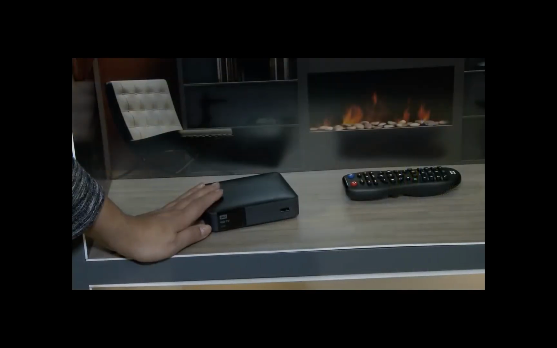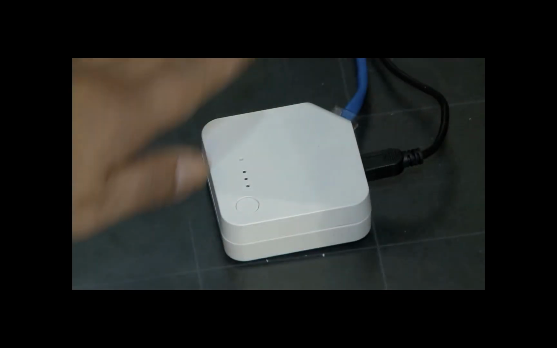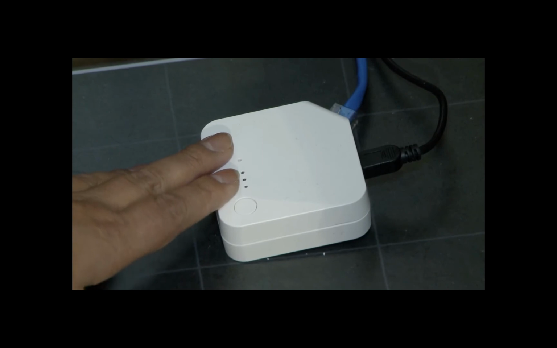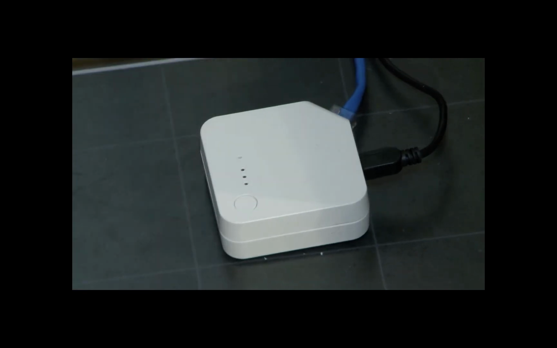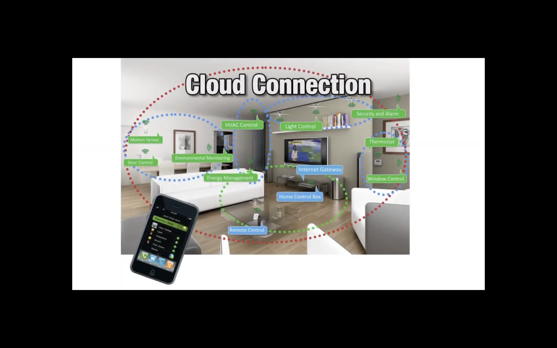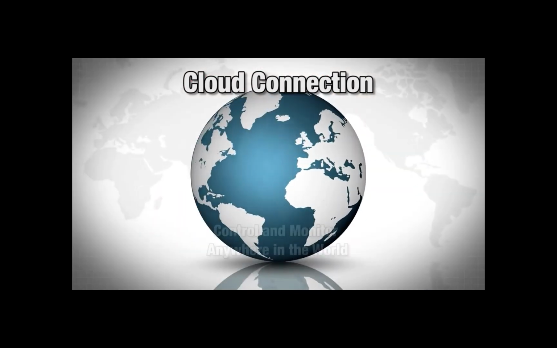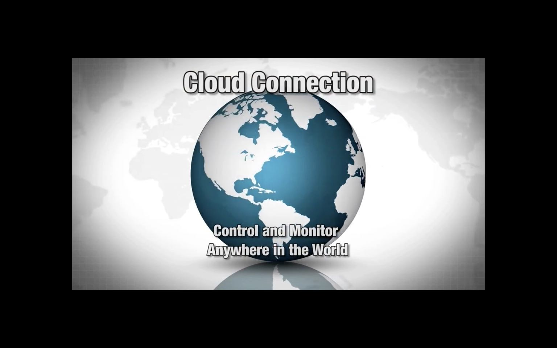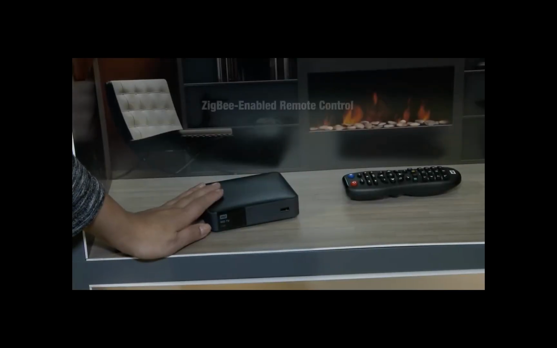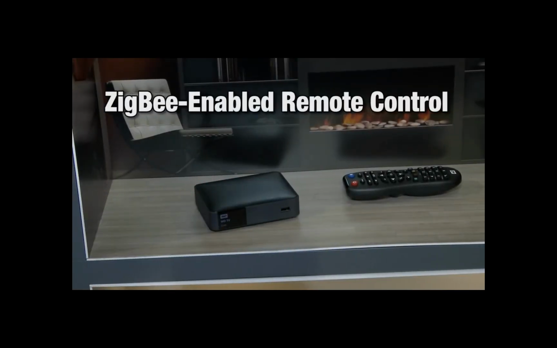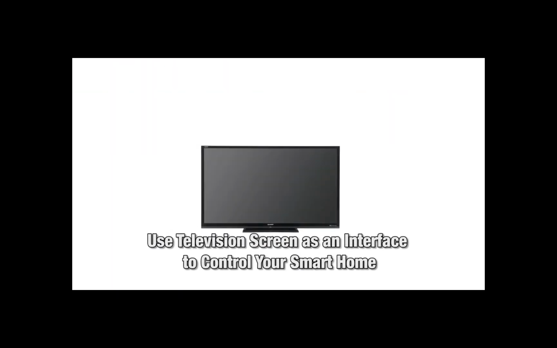A ZigBee-enabled set-top box like this one, or a gateway in your basement, can be the starting point for your smart home. It connects the devices throughout your home and provides a cloud connection for services such as security monitoring, or allow you to control and monitor your home from anywhere in the world. The set-top box is often controlled by a ZigBee-enabled remote control. And you can use your television screen as an interface to control the other parts of your smart home.